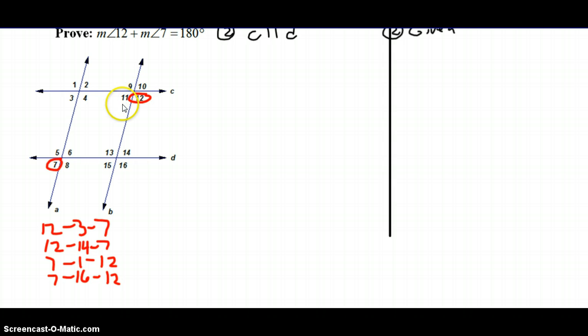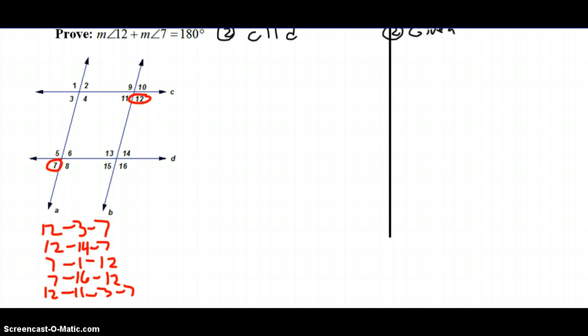Additionally, 12 and 11 being a linear pair, I could say that 12 and 11 are supplementary and add up to 180, and then 11 to 3 is corresponding, and then 3 to 7 is corresponding. With this route, I've included an additional angle, and keep in mind, the more relationships that you include, the more statements and more reasons you're going to have in your proof. So we're going to try to be as efficient as possible.